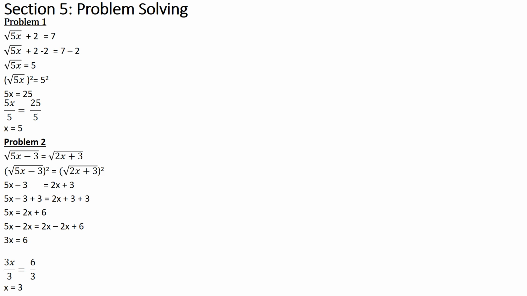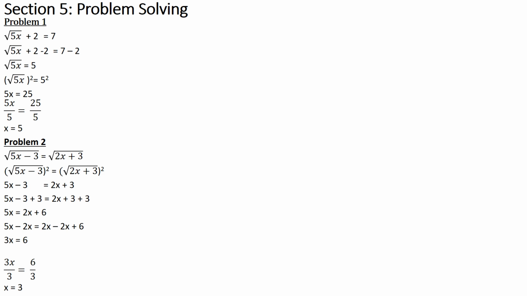Square root of 5x plus 2 is 7. It's got numbers on one side and the radicals on the other. So subtract that 2 from both sides. Square root of 5x equals 5. Square both sides, and 5x equals 25. Divide both sides by 5, and I get x equals 5.